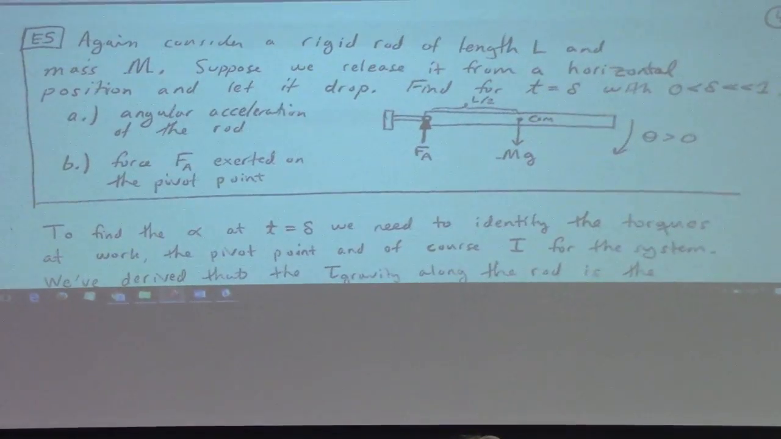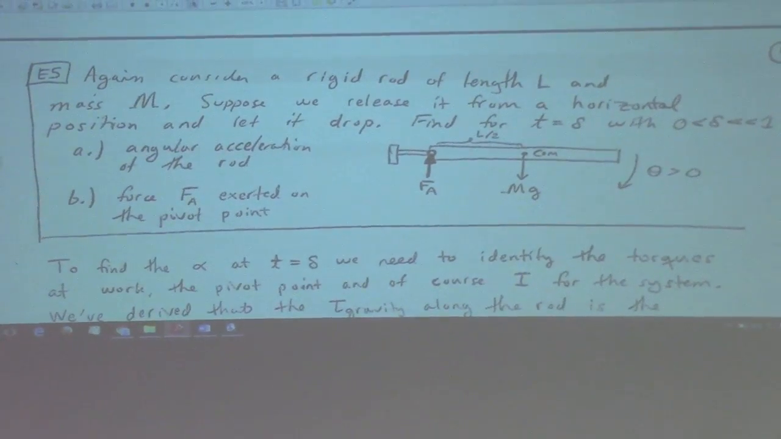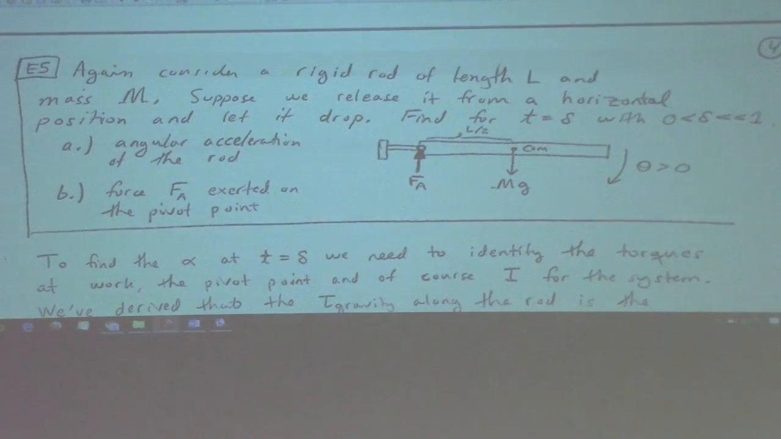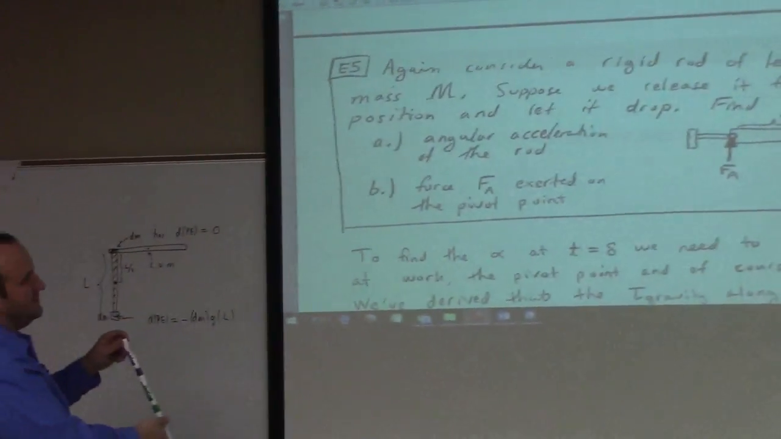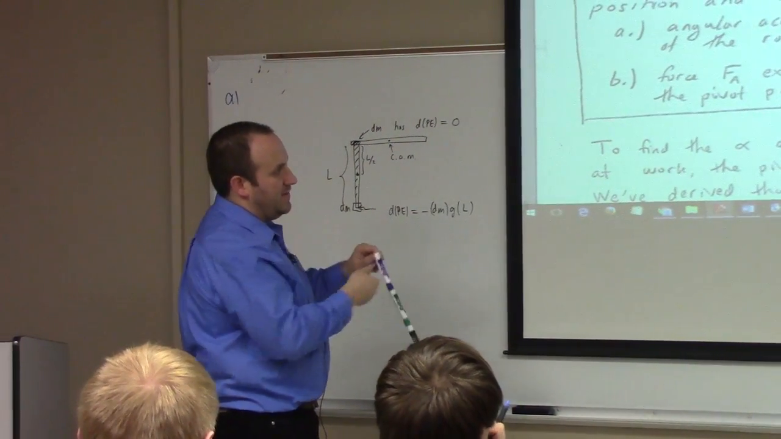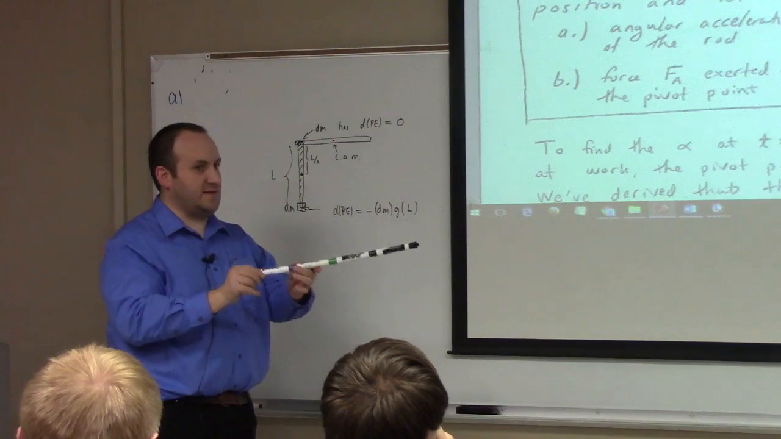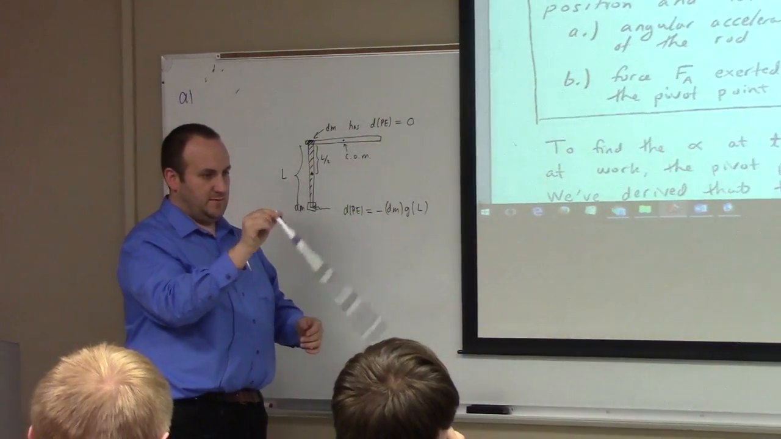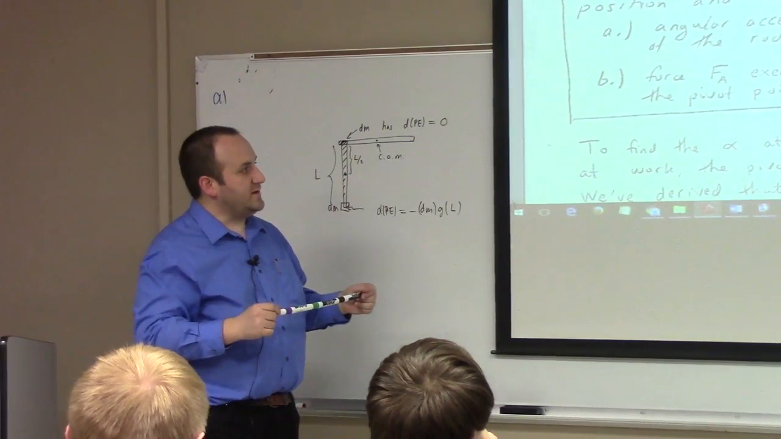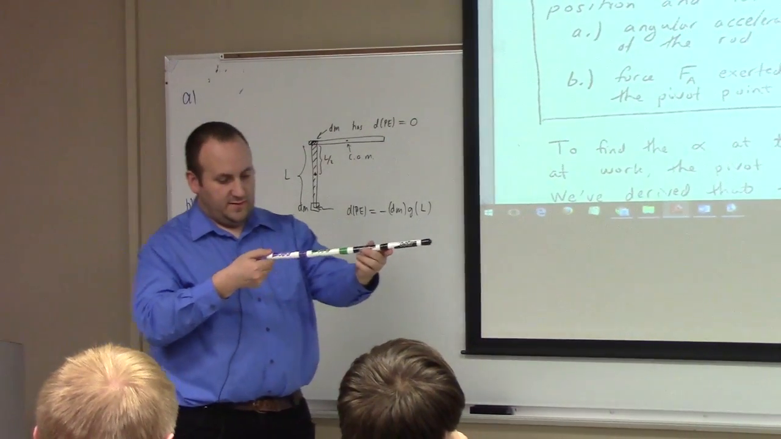It's not that complicated, but you just follow along. So you've got a rigid rod, like I just had over here, right? And you release it from a horizontal position. Let it drop. Can't do it. So actually it's the same thing I just did a second ago, but this is a different question. This time we're supposed to find the angular acceleration of the rod, and also find the force on the pivot point.